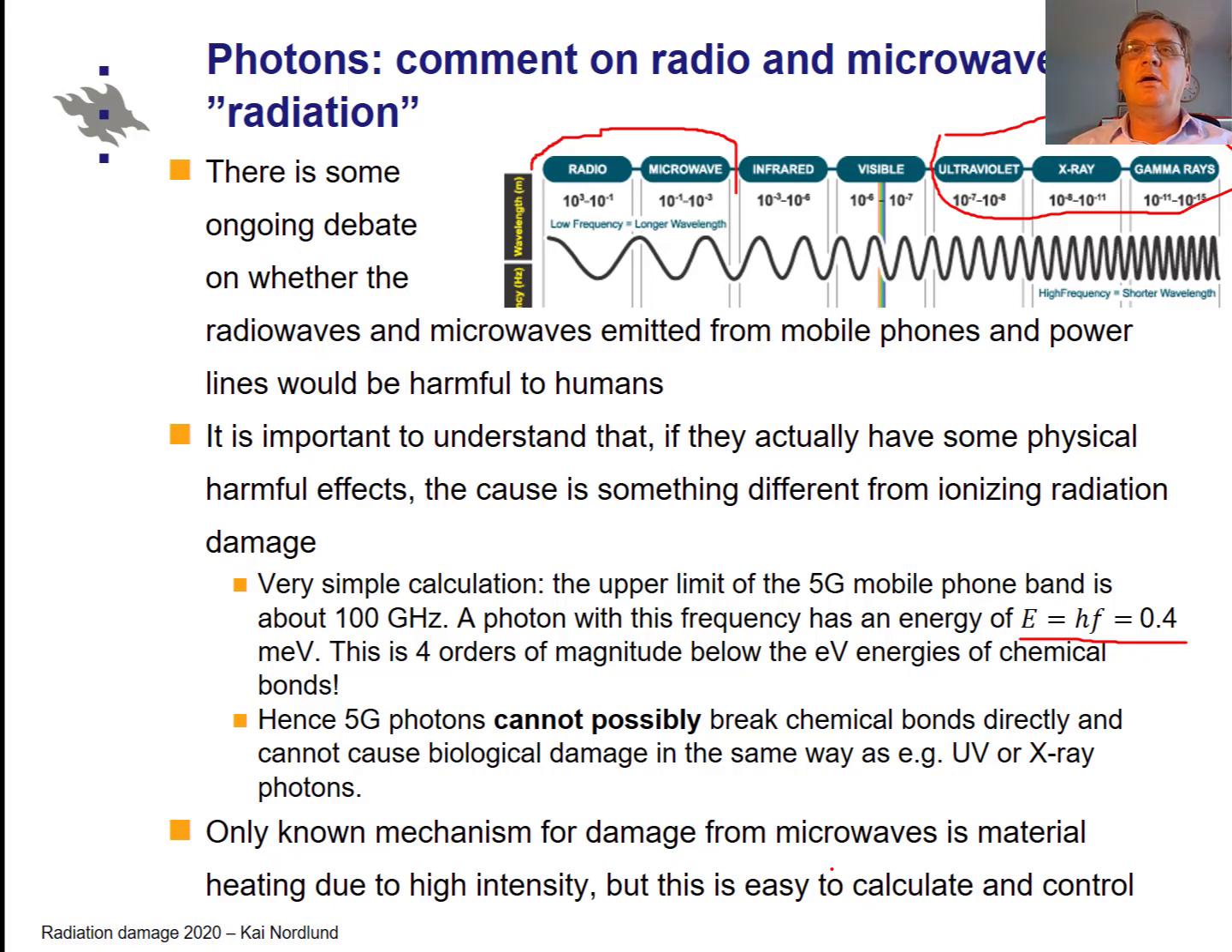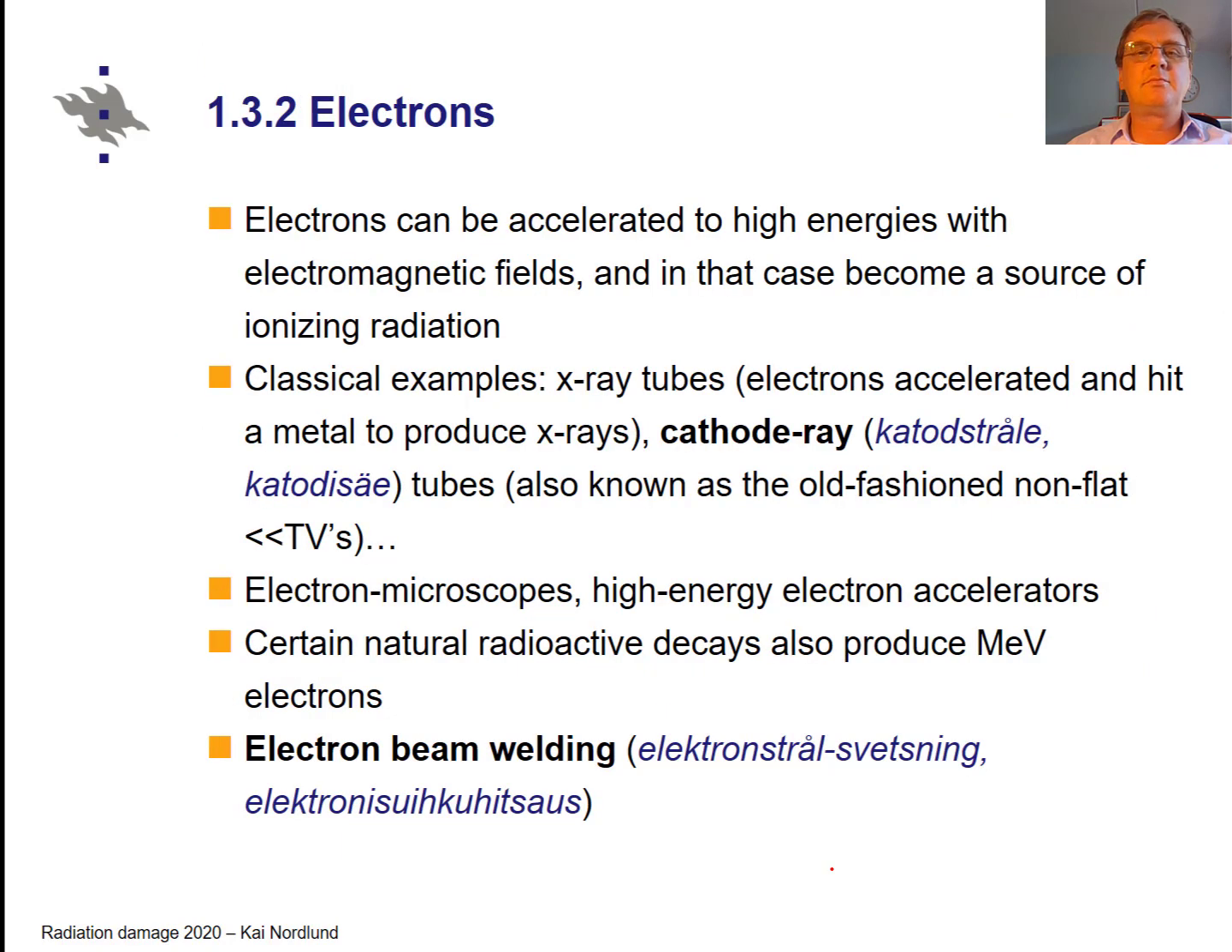We will discuss the known or somewhat known mechanisms of radiation damage from ionizing radiation. Well, going on with possible particles, then we of course have electrons, which are also a key particle in physics. And the electrons can be accelerated. They are charged particles, so they are easy to accelerate. And if they are accelerated to high energies, one can certainly cause radiation damage from them. And there are many ways to accelerate them.